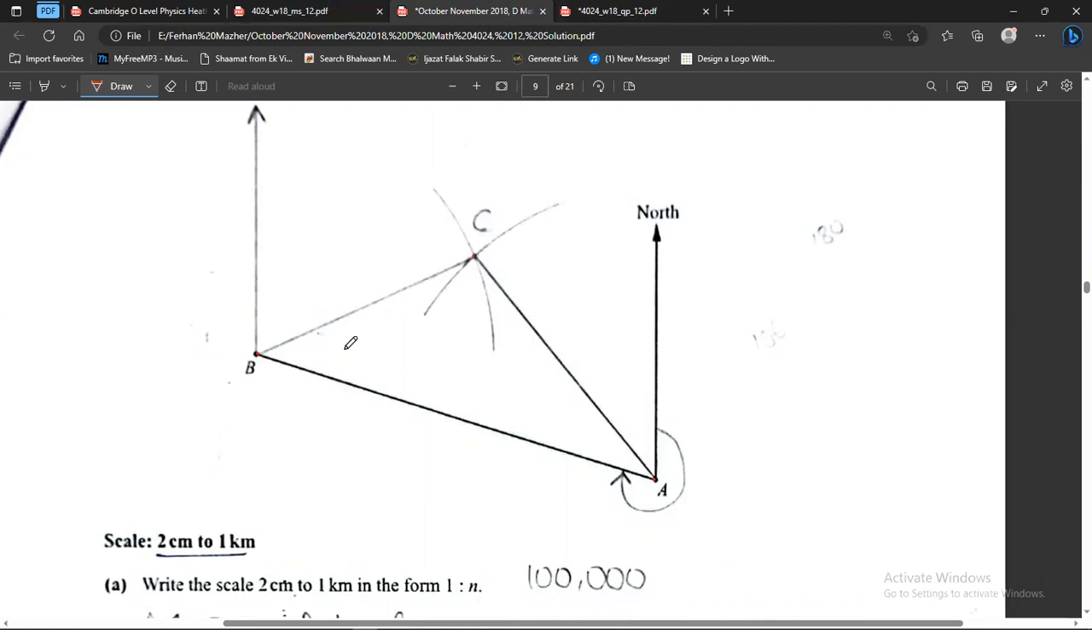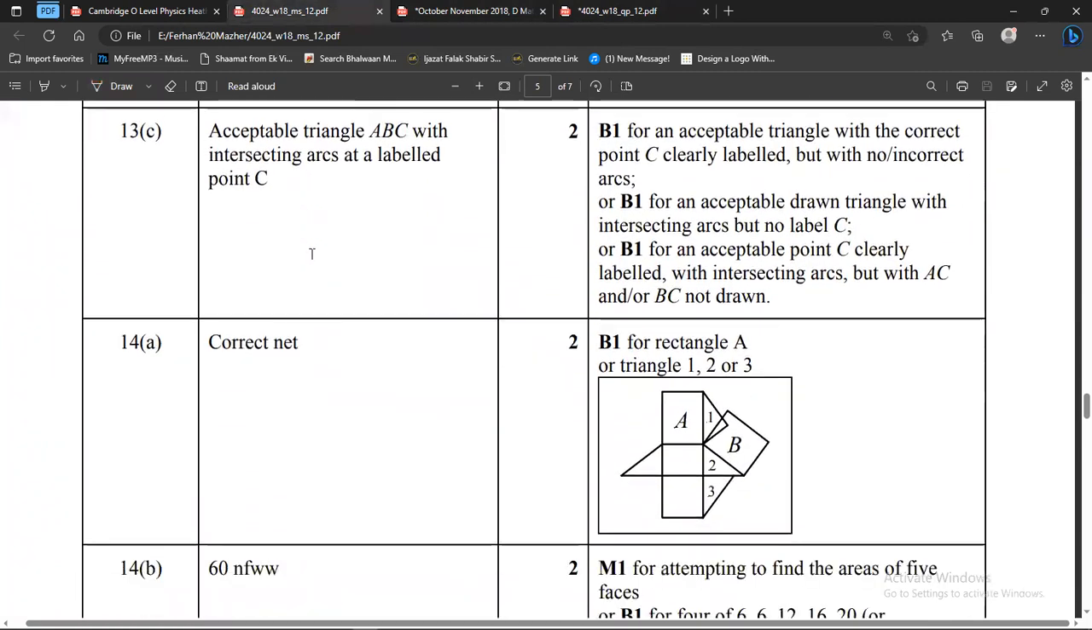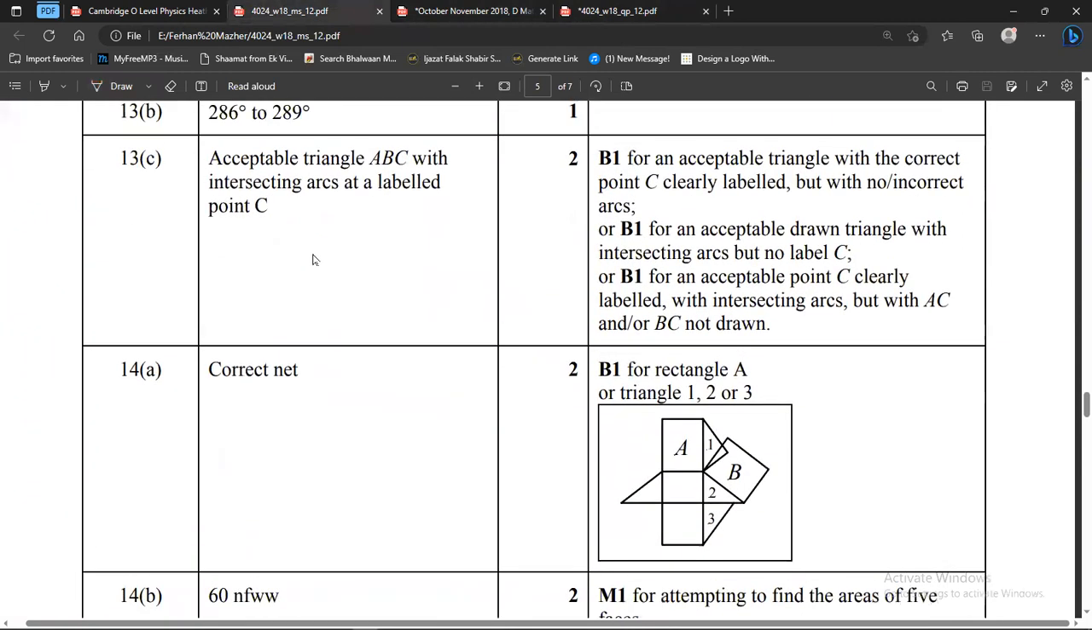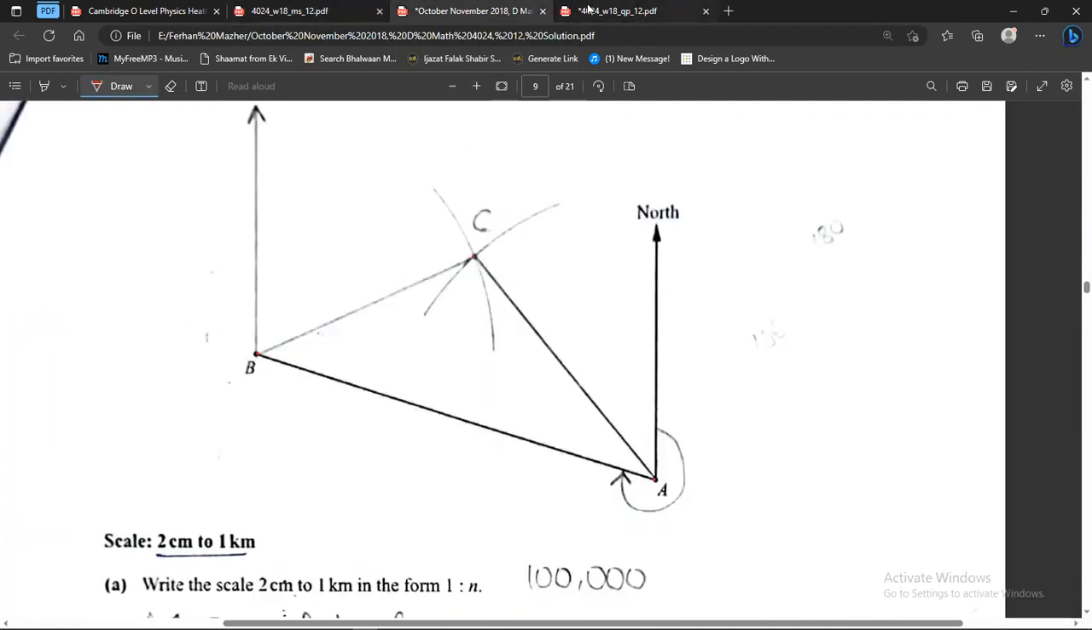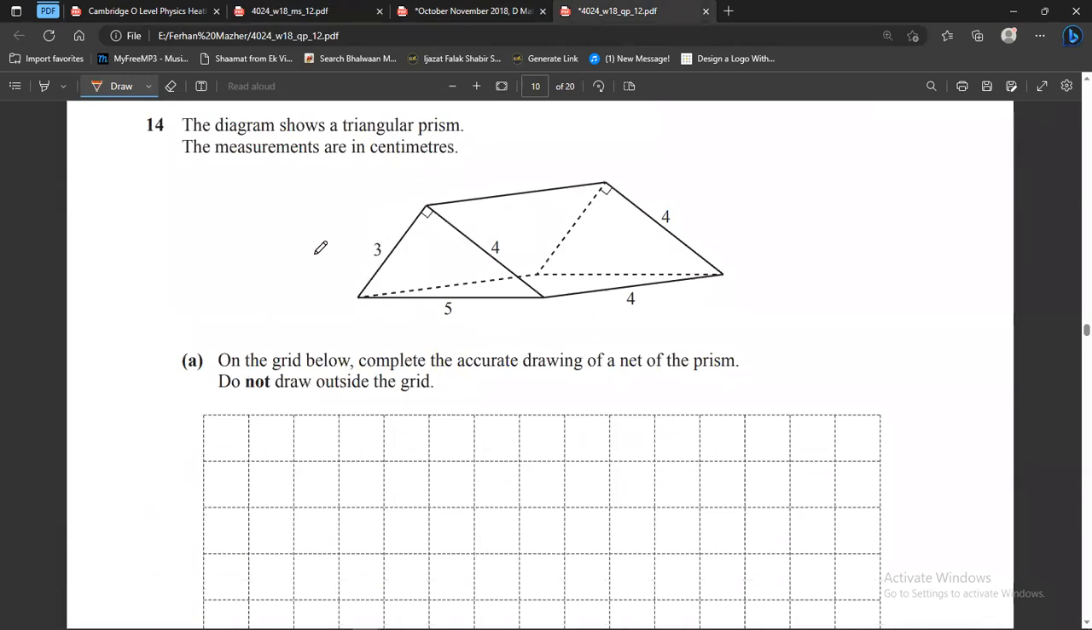And where these two arcs intersect, that is the point C. You join it with the B and the A. You can see the C is on the northern side of the AB. So hopefully you understand this, and this is the solution and the marking scheme of this. Okay. So here we go to the next question, and next question is question number 14.